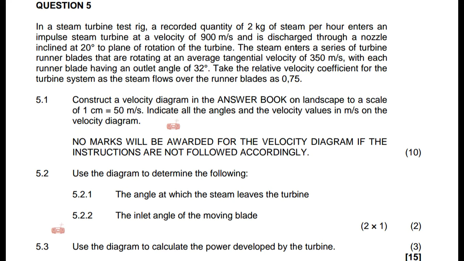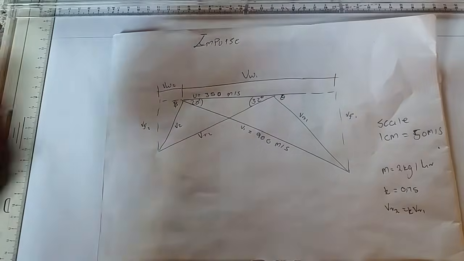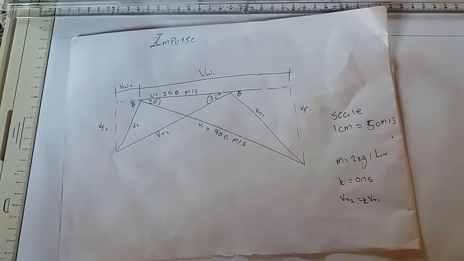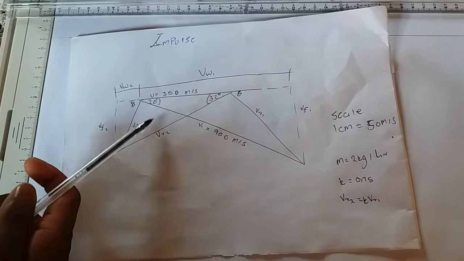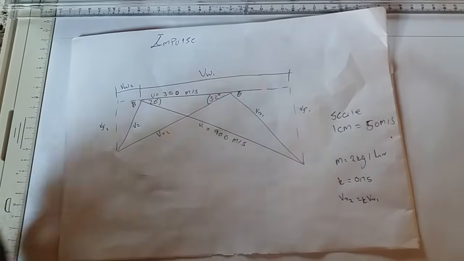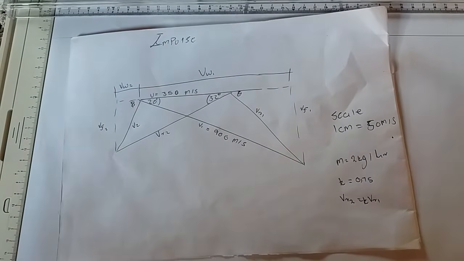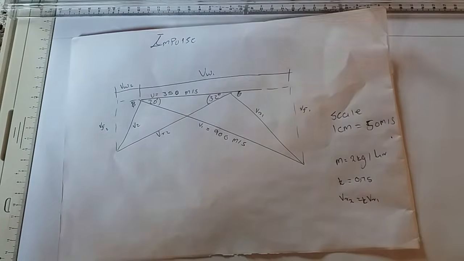So before we continue to the questions, they have told us that we are dealing with an impulse turbine. And remember, from our previous lesson, we had 3 types of velocity diagrams. An impulse turbine, this is the structure of our impulse turbine, where we have our angles not equal, our triangles not being equal to one another.